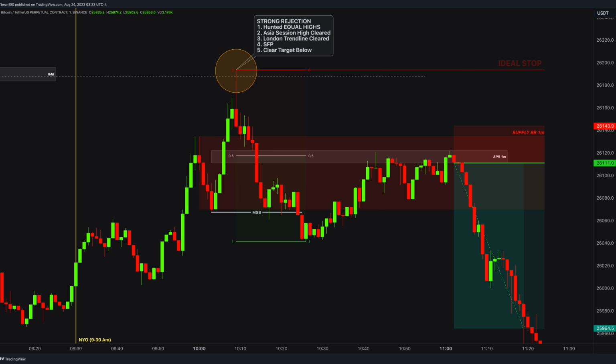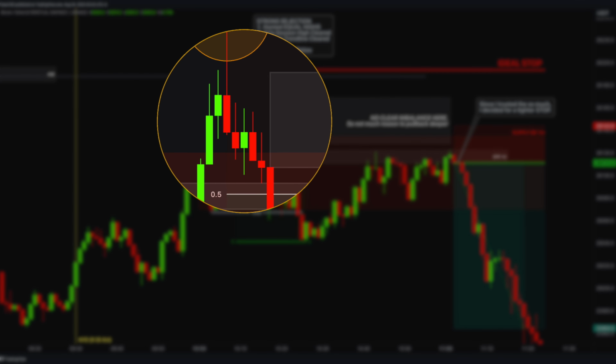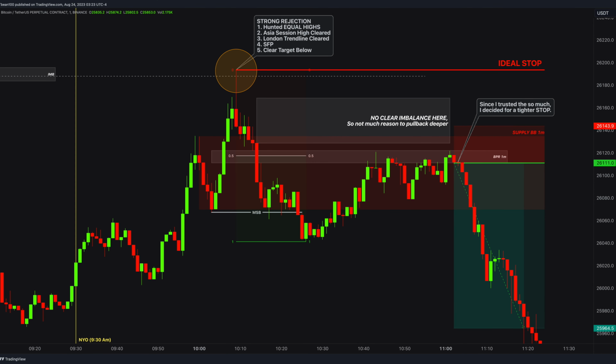Normally, I use cushioned stop loss. I also suggested to everyone, but I trusted this setup so much, it was an extremely high probability setup for me. Besides that, as you can see, there are no deep imbalances for the price to pull back to. So I saw no reason for the deeper pullback. One great trade. It is a masterclass level entry.